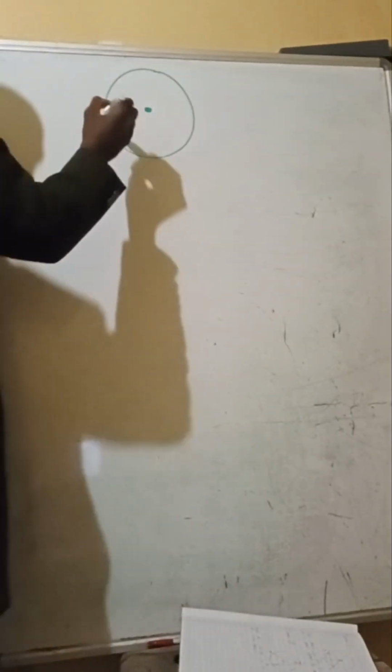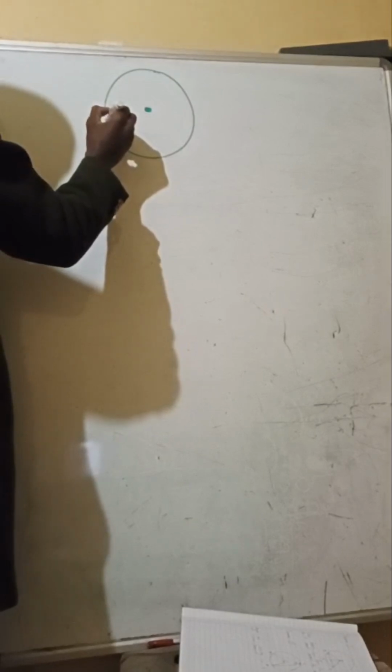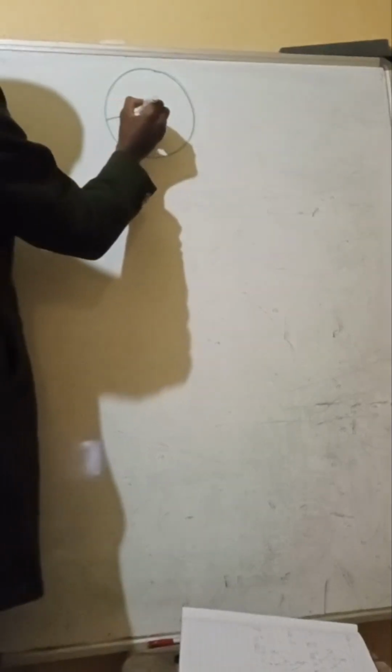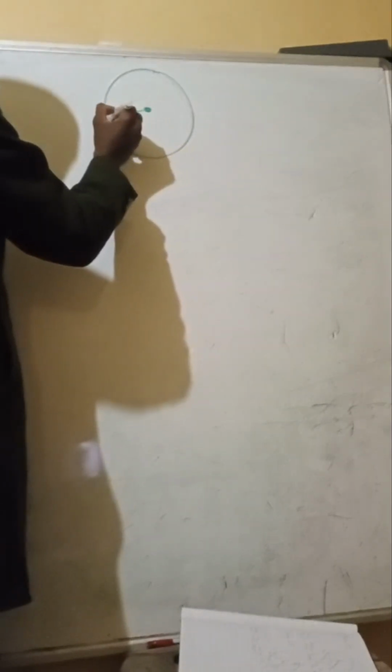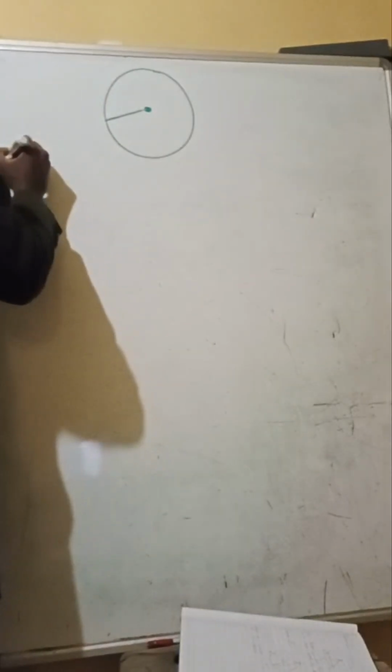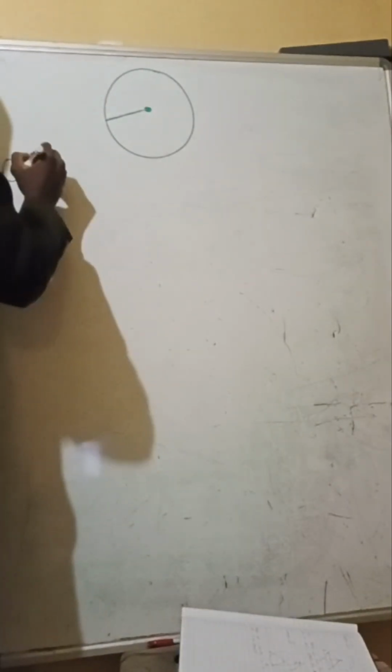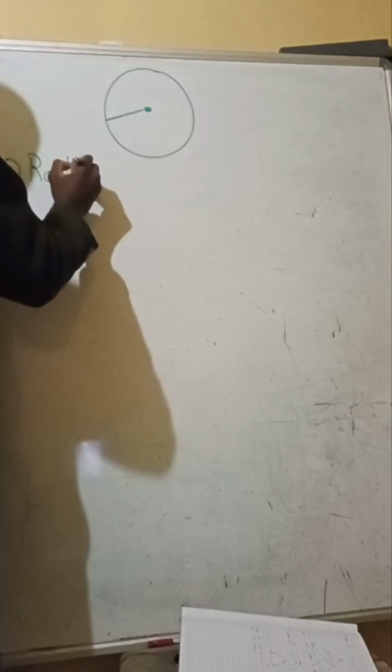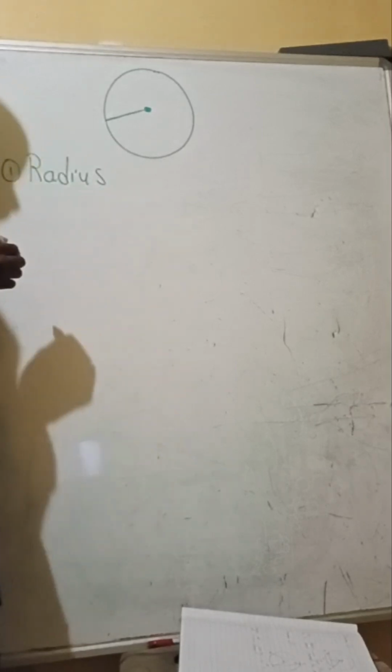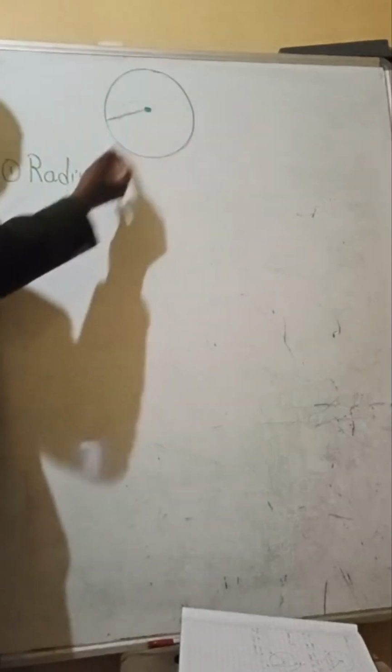So now, the first thing that we have to learn from this is a line. This circle, we call it the circumference. A line drawn from the circumference to the dot is called a radii or radius. Number 1, it is called a radius. It is a line drawn from the circumference to the center.